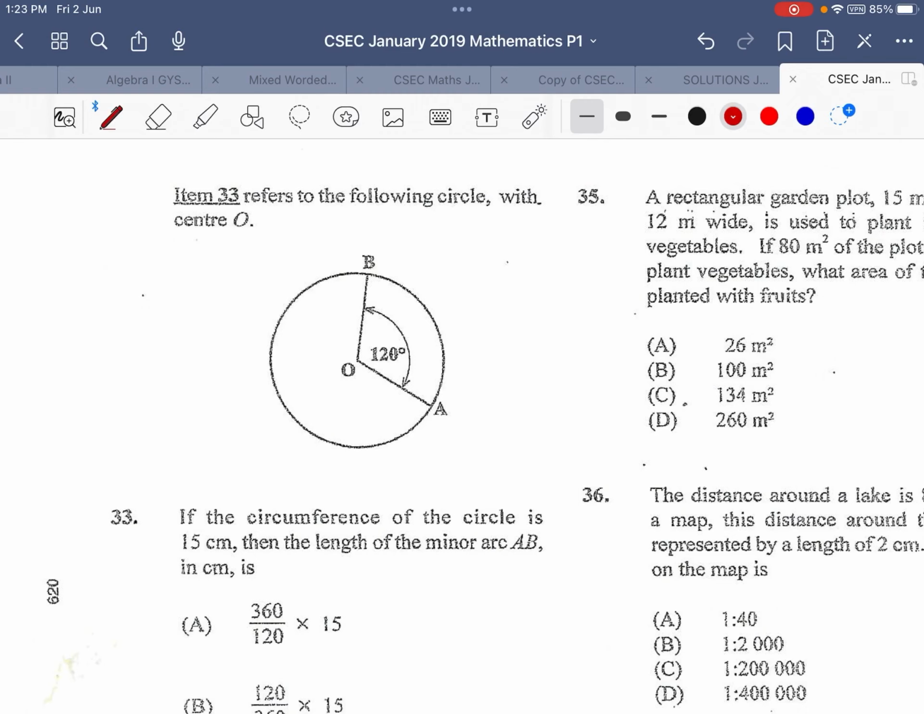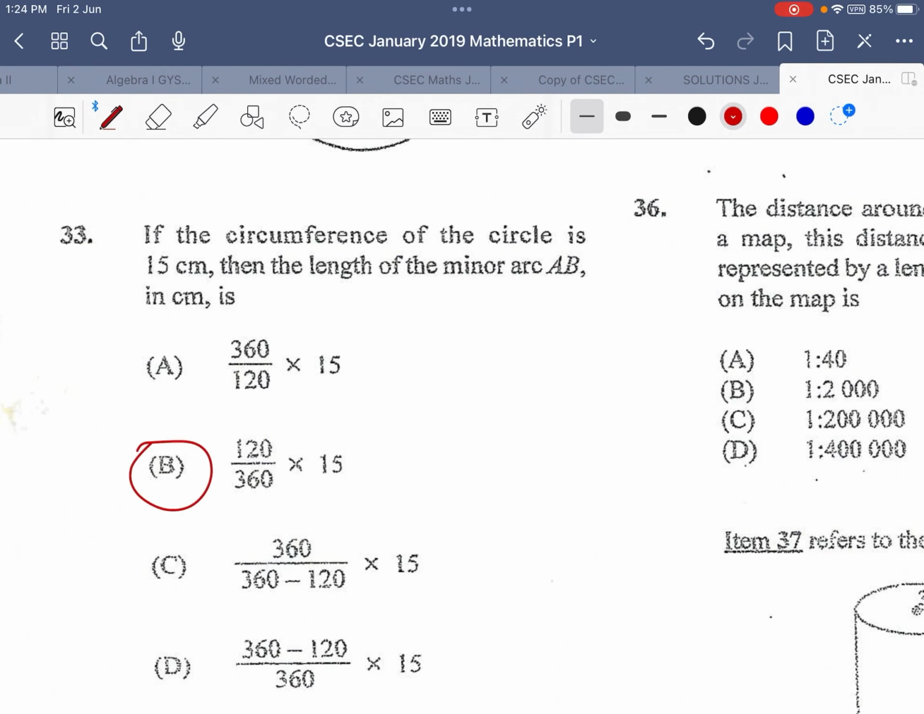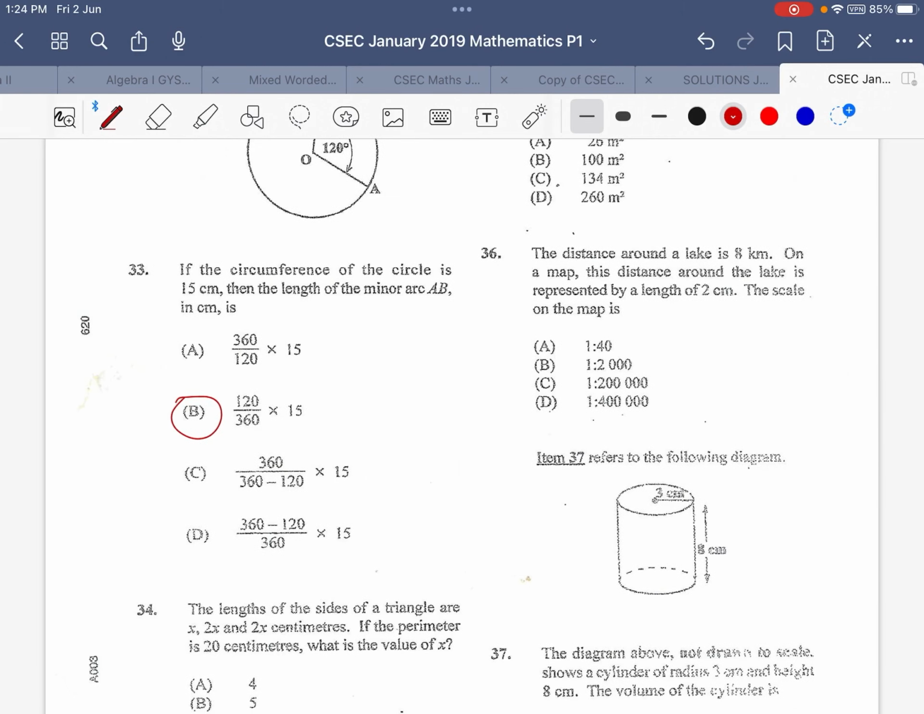Okay, item 33 refers to the following circle with center O. Right, it's showing an arc AB that is equal to 120 degrees. If the circumference of the circle is 15 centimeters, then the length of the minor arc AB in centimeters is, so you'll put the angle over 360. The angle that you see in the minor arc, which is the shorter arc, you put that over 360 and multiply it by 15. So 120 over 360 multiplied by 15. Okay.